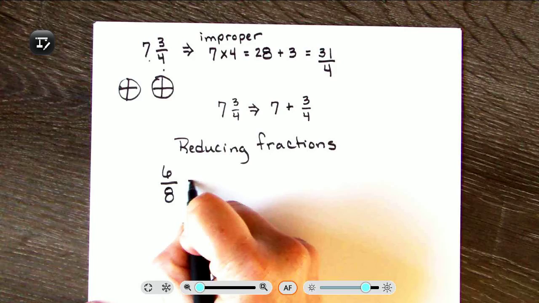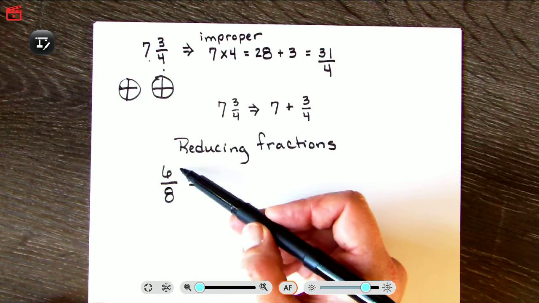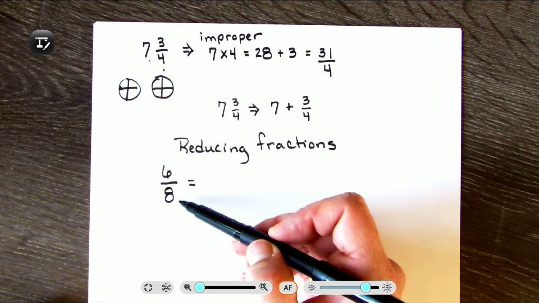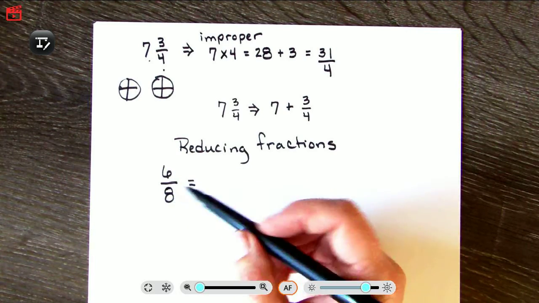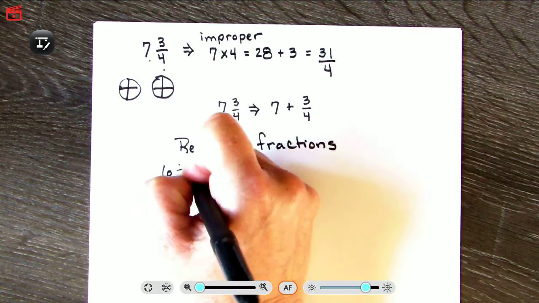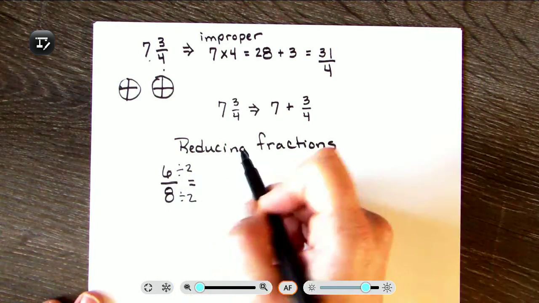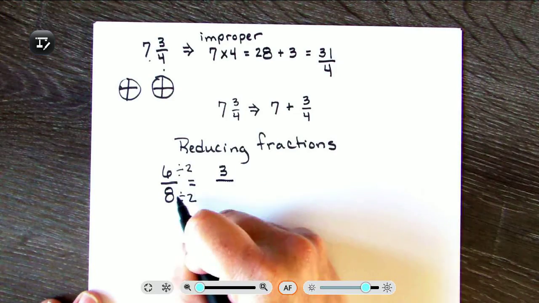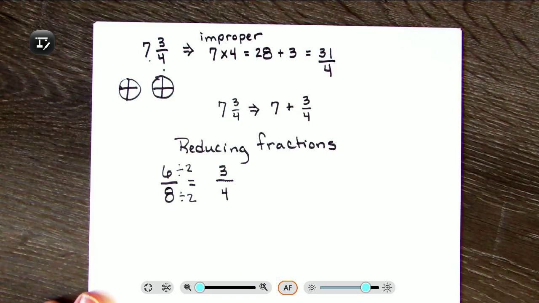And to reduce fractions, what we're going to do is look for numbers that both the top, the numerator, and the denominator have in common. So both the 6 and the 8 have a 2 in common. So what I'm going to do is divide that 2 out. So I'm going to take my 6 divided by 2 and get the 3, 8 divided by 2, and get my 4. And if I were looking on a ruler, which I'll show you here, my ruler.